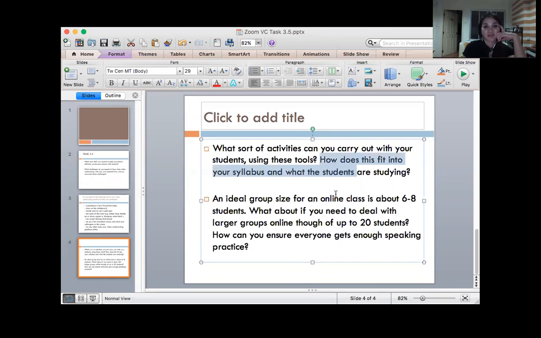What about if you need to deal with larger groups online, though, of up to 20 students? How can you ensure everyone gets enough speaking practice? That's a good question. Definitely specific breakout room tasks. Get them all engaged. Make sure that the topic that is going to be talked about is very interesting to them, and maybe have some backup questions related to it that you can pop in, in case the conversation dips while you're jumping from room to room.